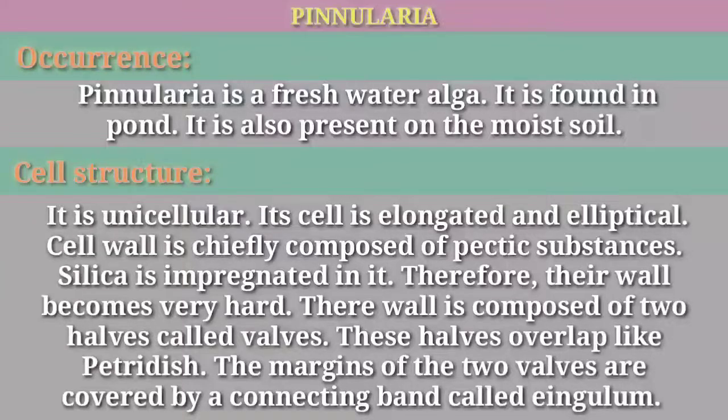Pinnularia occurrence. Pinnularia is a freshwater alga. It is found in ponds. It is also present on moist soil. Cell structure: it is unicellular.